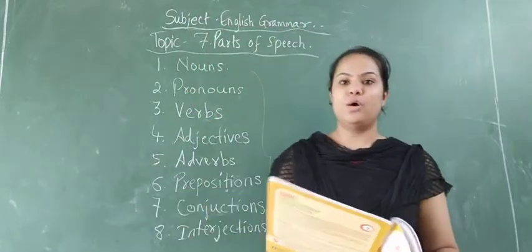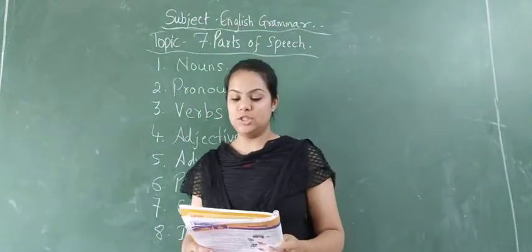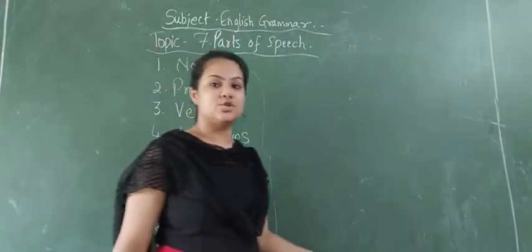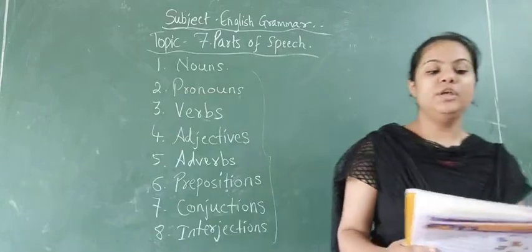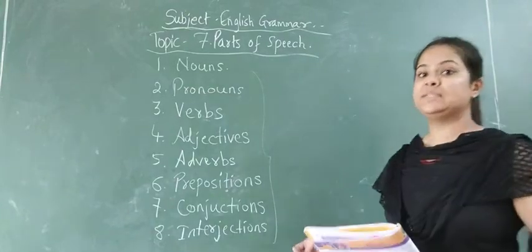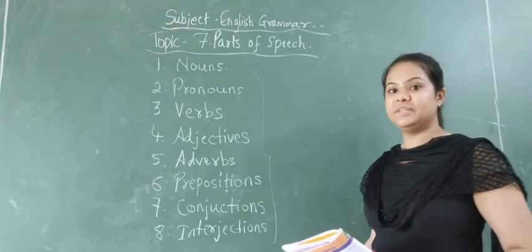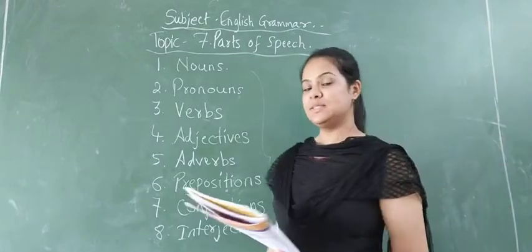Now nouns, pronouns, verbs, adverbs, adjective, preposition, conjunction and interjections are called parts of speech. We need parts of speech to make sentences. ये सारी चीजों की जरूरत हमें कब पड़ती है? जब हम कोई sentences बनाते हैं.